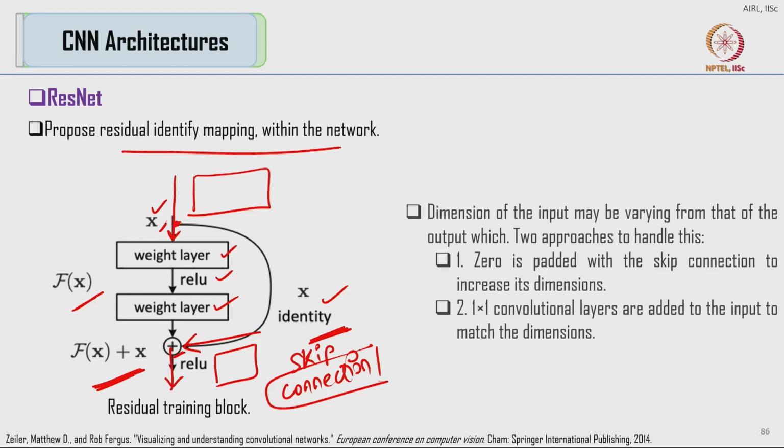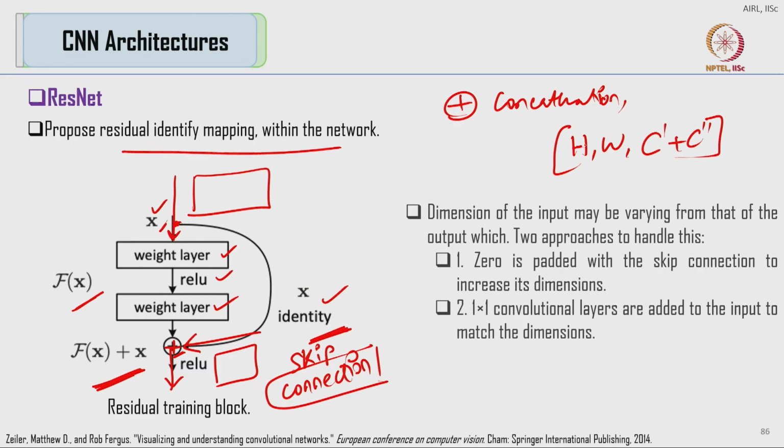And we saw in the concatenation operation, and this plus also denotes concatenation operation, that the height and width should be the same and the channels are added, right? So even in this particular scenario, the height and width should be the same and only the feature maps are added across the channel, essentially they are stacked.